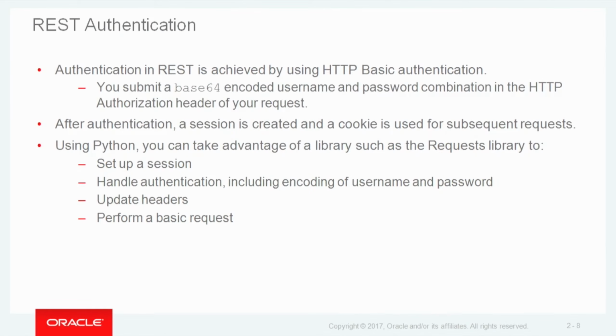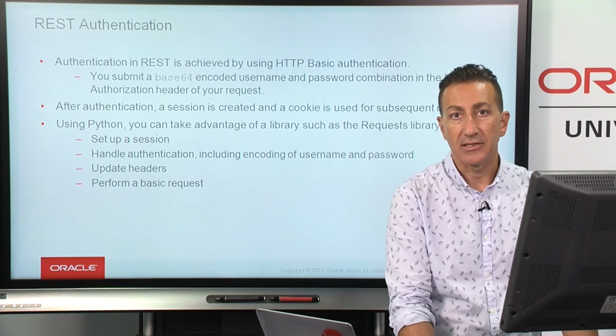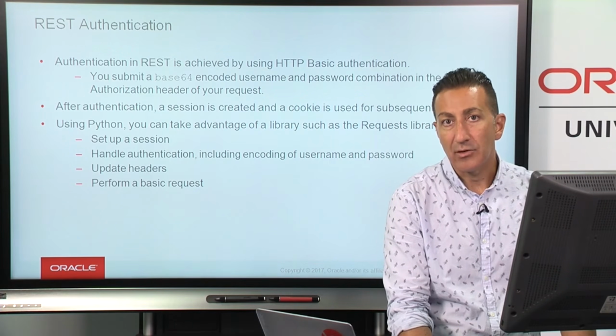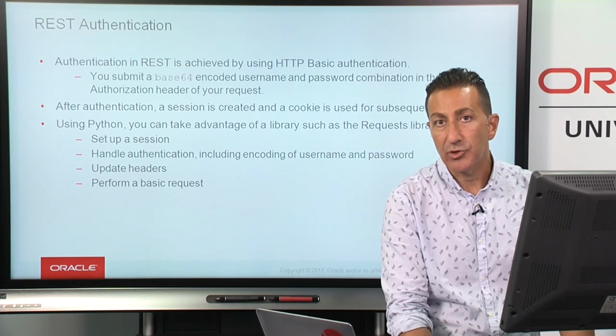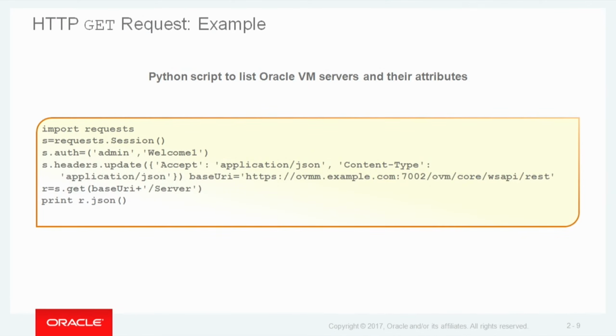When you use Python, for example, you can take advantage of a library such as the requests library. Because with this library, it's very simple to set up a session to handle authentication, including encoding the username and password. After that, you are also able to update headers and perform a basic request. Well, you have some nice examples later in this lesson. And if you use Java, as you know, you have the option to create an HTTP session to store the cookie and to work with the cookie, all right? Following slides show you some examples.